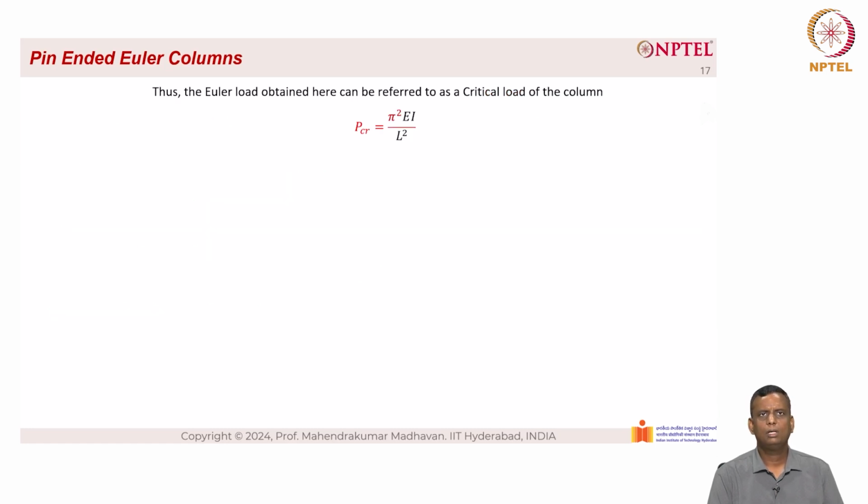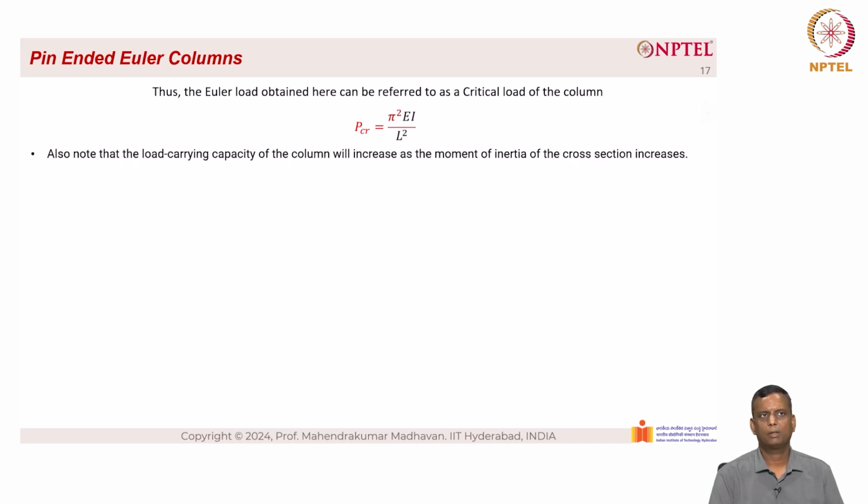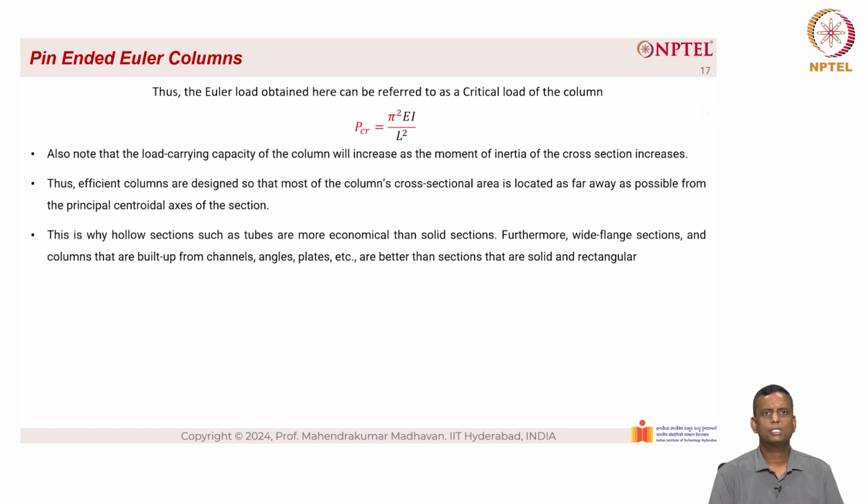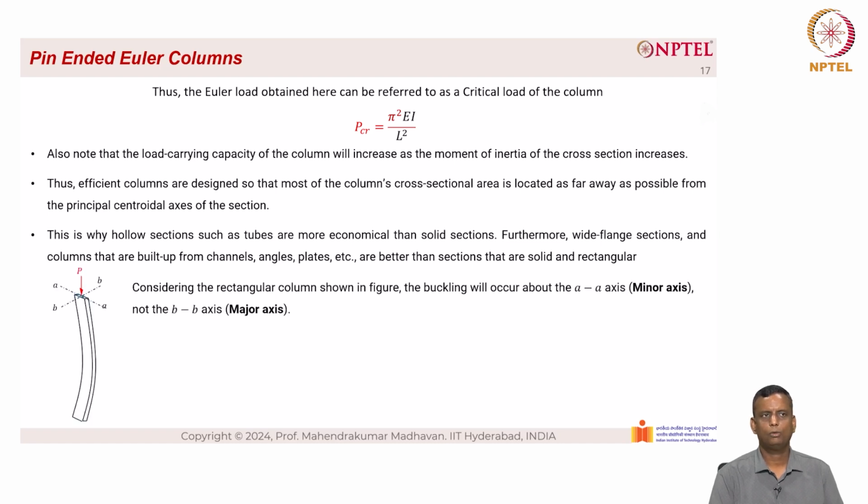Thus, the Euler load obtained here can be referred to as the critical load of the column. P critical is pi square EI by L square. Also note that the load carrying capacity of the column will increase as the moment of inertia of the cross-section increases. Thus, efficient columns are designed so that most of the column's cross-sectional area is located as far away as possible from the principal centroidal axis of the section. This is why hollow sections such as tubes are more economical than solid sections. Furthermore, wide flange sections and columns that are built up from channels, angles, plates, etc. are better than sections that are solid and rectangular.